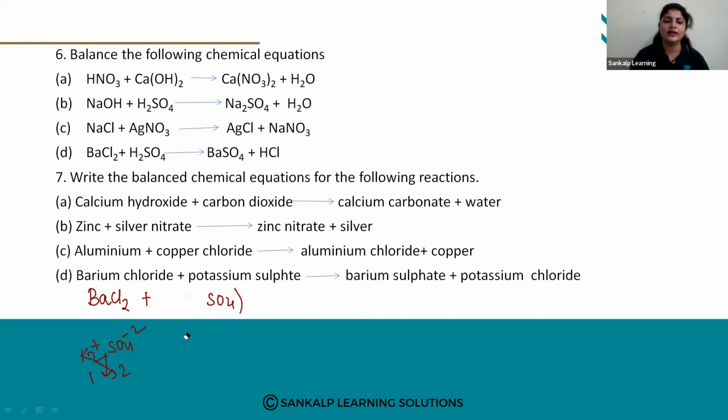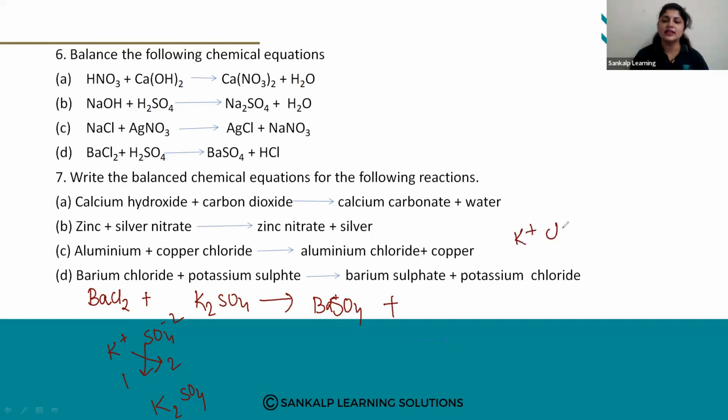See here, how do you write it? K plus and SO4 minus 2. So this is 1, this is 2. So crisscross, this becomes K2SO4, right? So it becomes K2SO4, giving you barium sulfate. Ba is plus 2 and SO4 is minus 2. So this becomes BaSO4 plus potassium chloride, K plus and Cl minus. So it becomes KCl. Now we have to balance it.